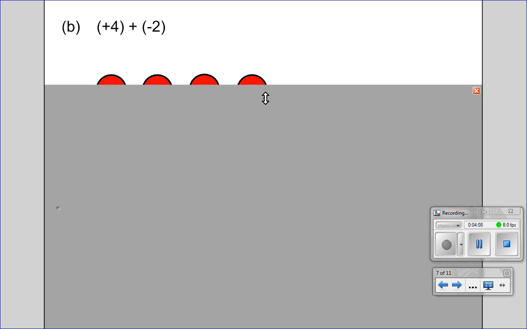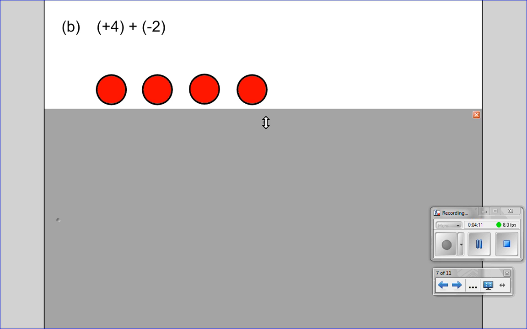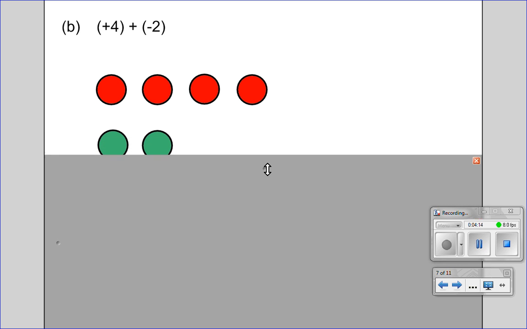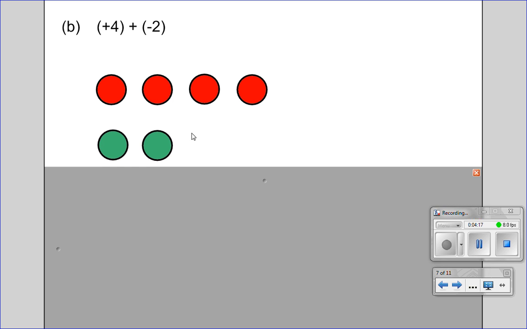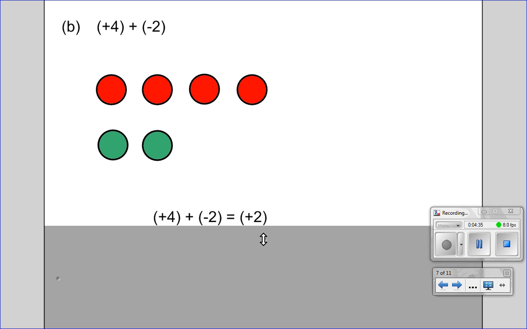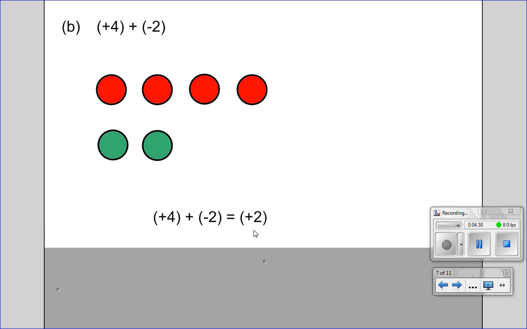Here's another one, positive 4 plus negative 2. So pause the video and try this at home. Okay, let's see how you did. So we need to lay down 4 red chips for positive 4. We need to lay down 2 green chips for negative 2. What we can do is say, all right, the 2 green chips cancel out the 2 red chips, and we've got 2 red chips left over. And red chips are positive. That means that if we've got 2 red chips left over, our answer is positive 2.